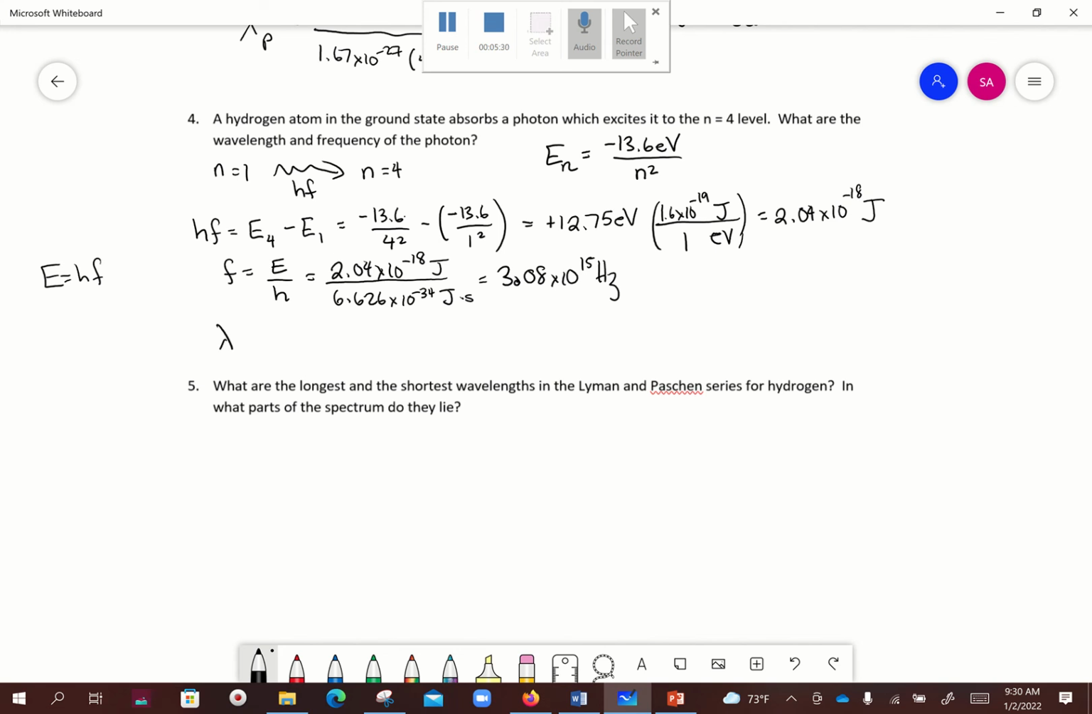And the wavelength, remember c equals lambda f, so wavelength is c over f. And again, when you do these, calculating with this equation, c is always on top. It's never in the bottom. So 3 times 10 to the 8 over 3.08 times 10 to the 15 hertz. And I get 9.7 times 10 to the minus 8 meters.